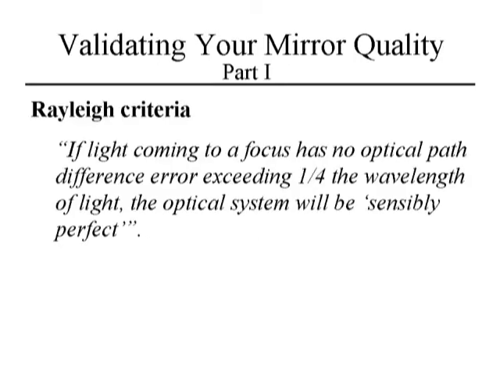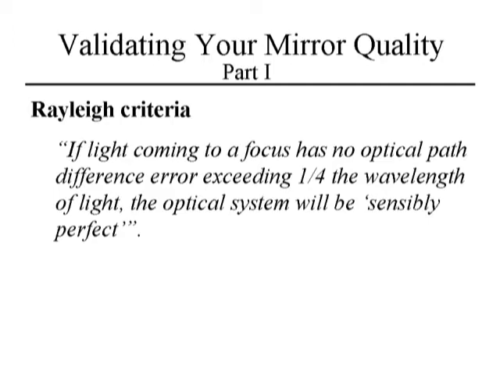The first one, the Rayleigh criteria, says, or at least these are the words you're apt to see written up in the optics books and optics articles and so on. You're going to see words similar to this: if light coming to a focus has no optical path difference error exceeding a quarter the wavelength of light, the optical system will be sensibly perfect. First, let's say that's probably not exactly what Rayleigh said.